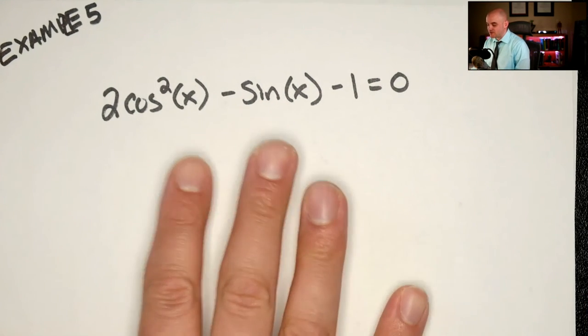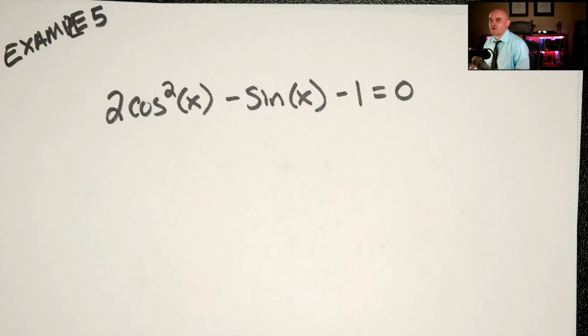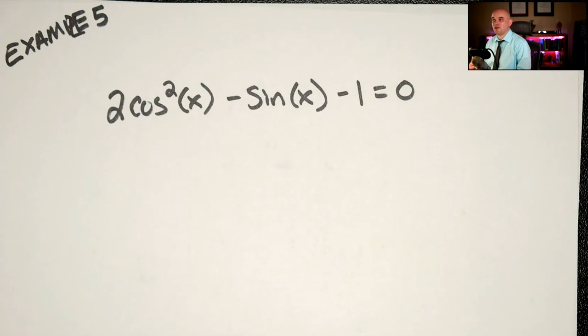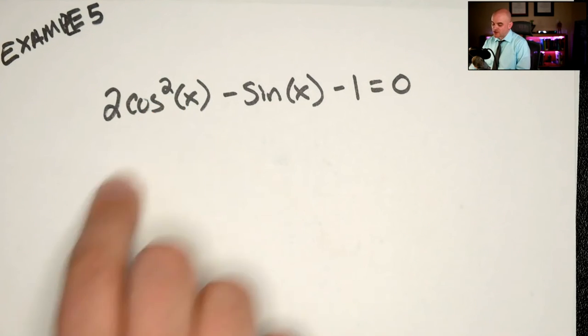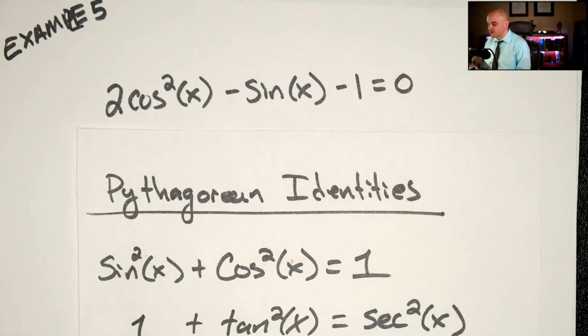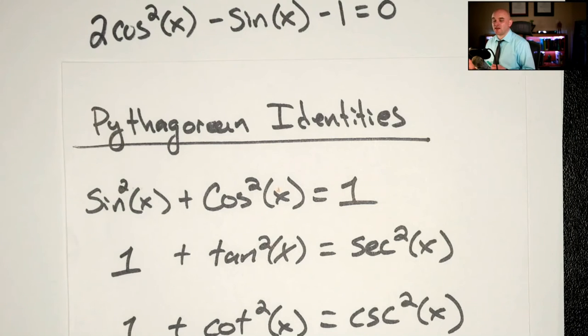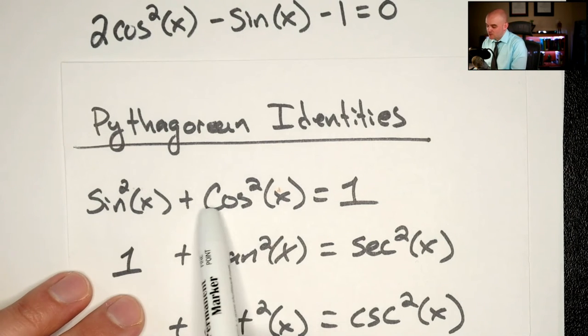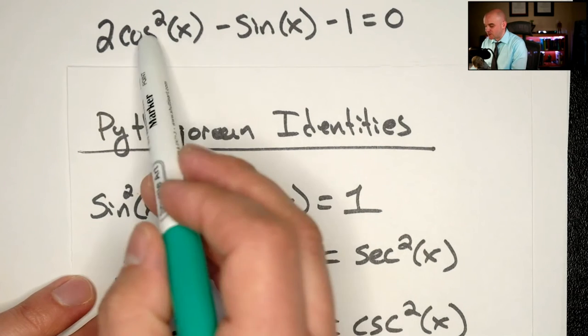Here, I'm having difficulty just trying to flat out factor this one because you've got cosine squared and then you've got sine. So whenever you see cosine squared, sine squared, tangent squared, any of the trig functions squared, always think back to your Pythagorean identities and think, can I use this to help me out here? So what can I substitute in for cosine squared into this equation?